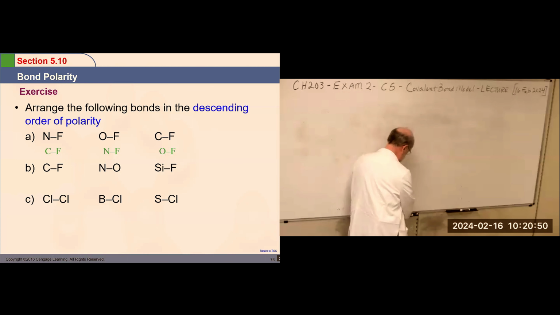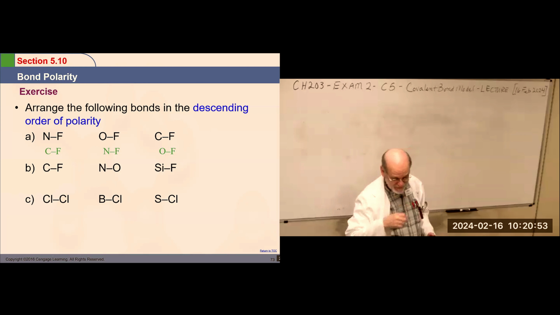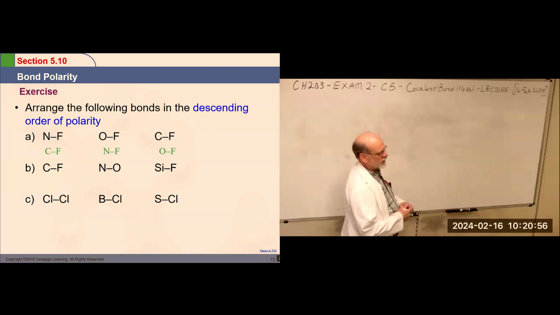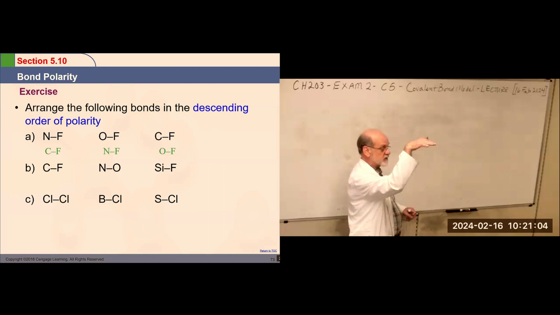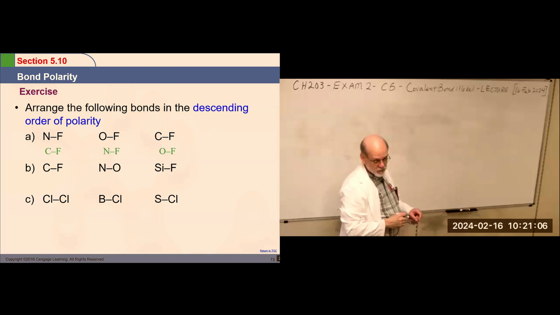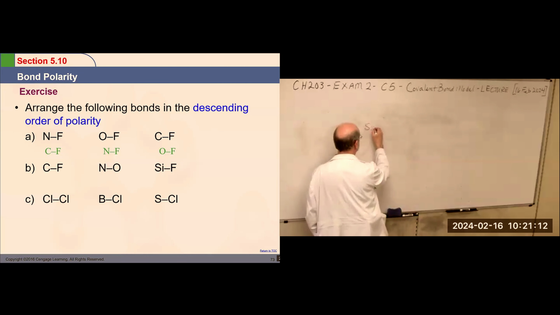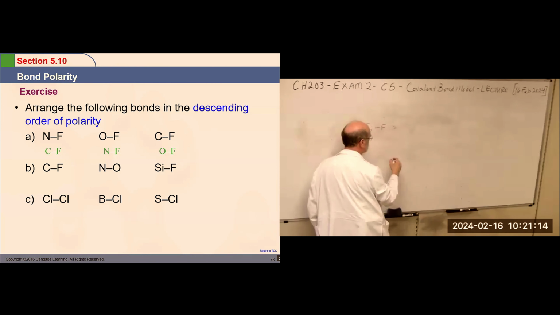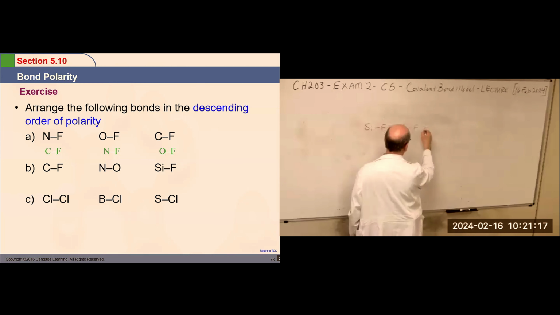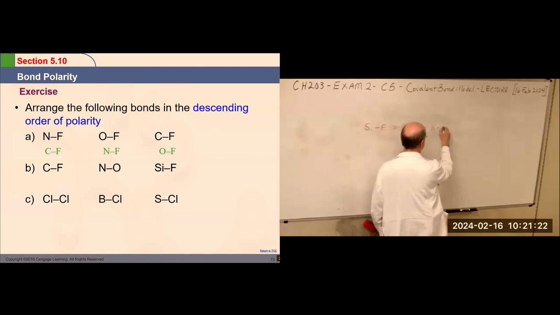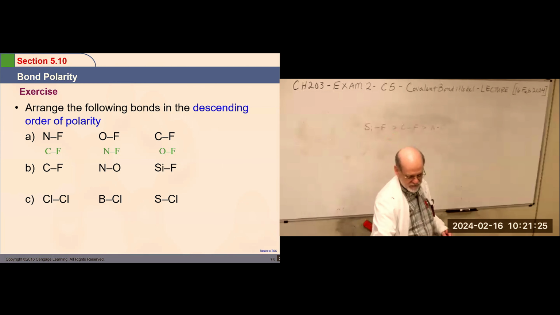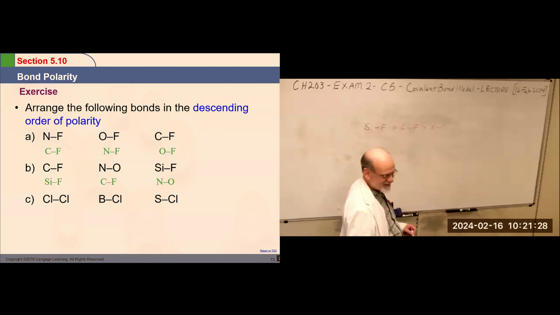Well, the next one, see if I can do a better job of this one. Carbon and fluorine, they're really far apart. How about silicon? Silicon and fluorine are farther apart because silicon is to the left and down. So that would be the most polar. I think silicon and fluorine would be the most polar. And then carbon and fluorine. And then the last one is nitrogen and oxygen. They're right next door to each other. See if I did this one right. Okay.